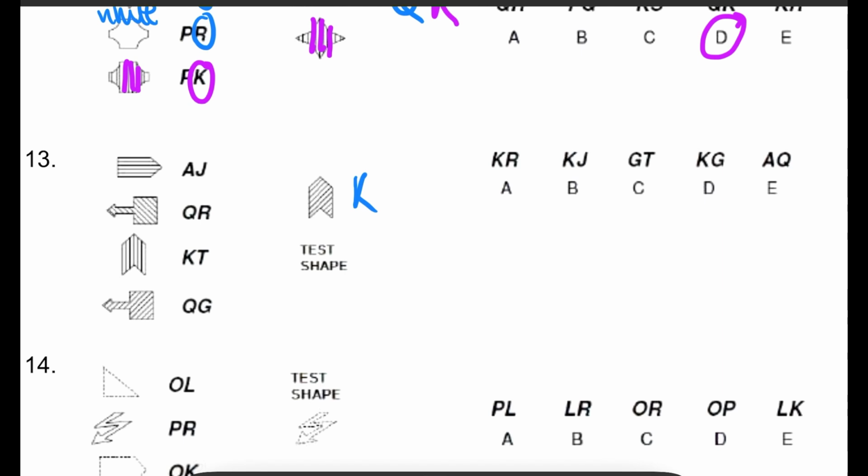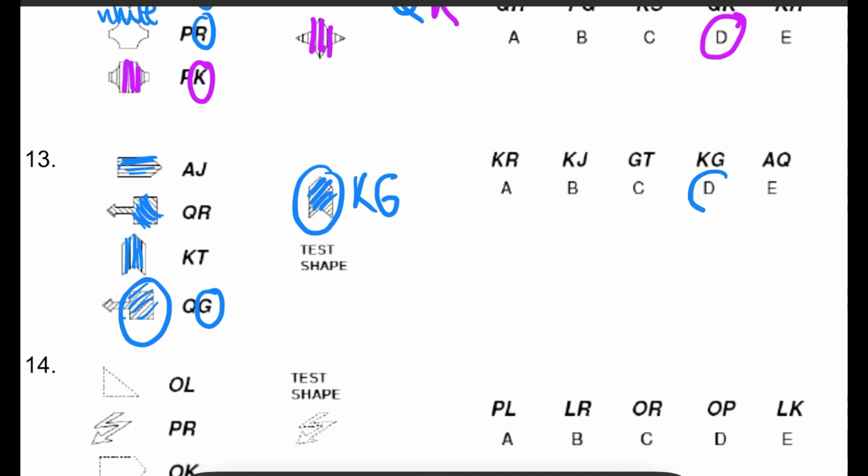Now to the second letter. So they have all got different second letters, and as you can see, their lines inside of them are all in different directions. So the top ones were horizontal, these were diagonal from the left to the right, these were vertical, and then these were diagonal from the bottom left to the top right. So they match. So this one, the stripes match this one. The second letter here is a G, KG, so the answer is D.